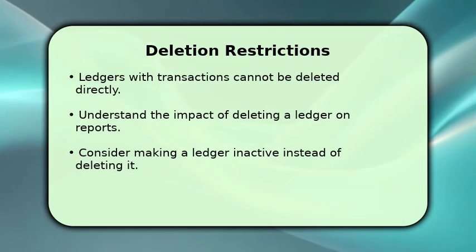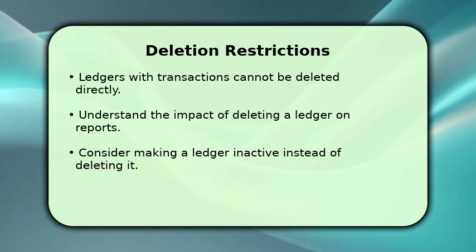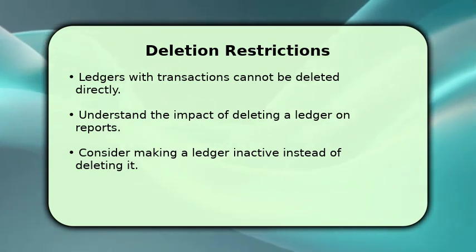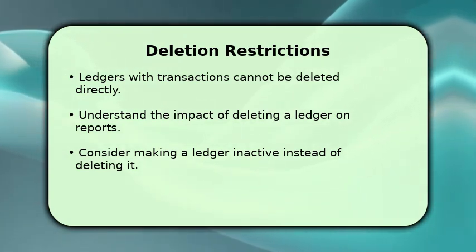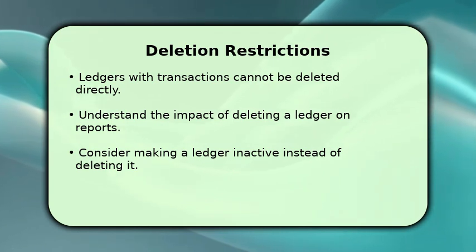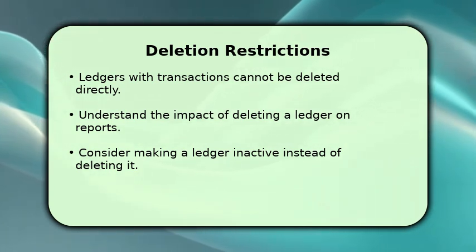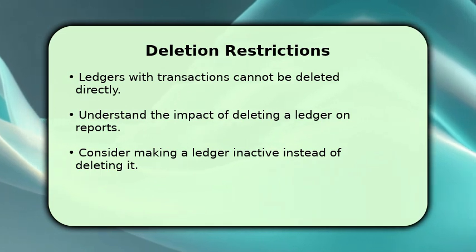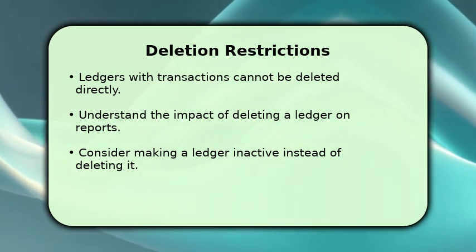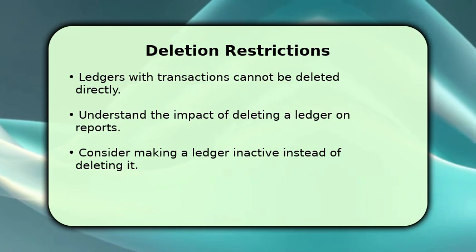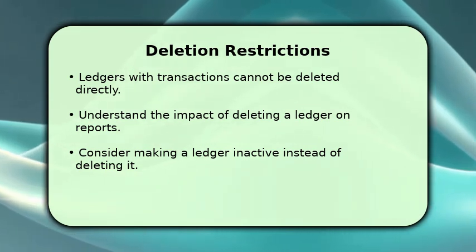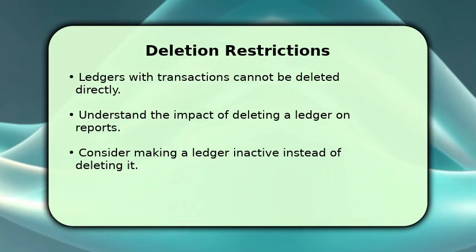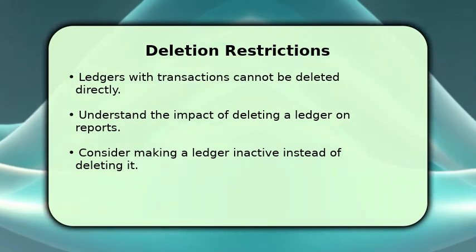It's important to know that Tally Prime prevents the deletion of ledgers that have any associated transactions. If a ledger has entries, you'll need to remove those transactions first, or consider an alternative. Instead of deleting, you can make a ledger inactive, which hides it from most lists without losing historical data. This is often a safer approach for maintaining data integrity.